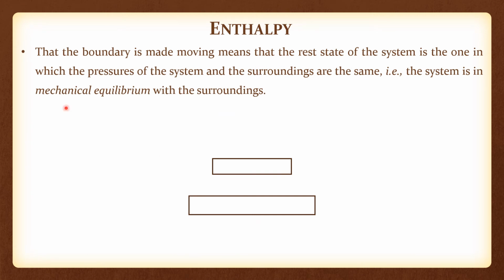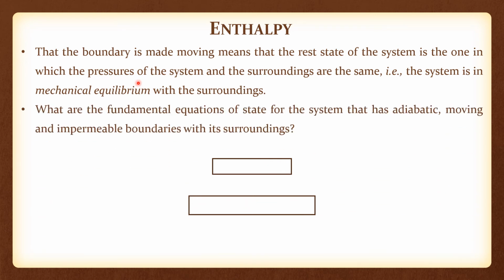So that the boundary is made moving means that the rest state or the equilibrium state is the one where the pressures of the system and surroundings are the same. In other words, the system is in mechanical equilibrium with the surroundings. So this equilibrium state, the rest state of mechanical equilibrium, defines the state of the system. Therefore, that is defined by the pressure, and therefore pressure becomes the independent variable. Now I can move to a new equilibrium state which will correspond to a different pressure, and so forth.